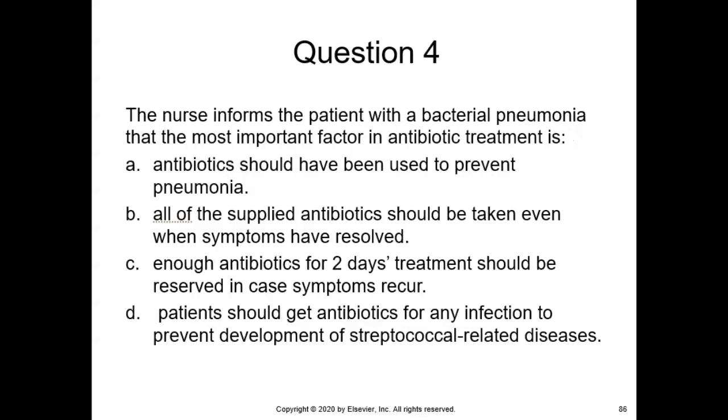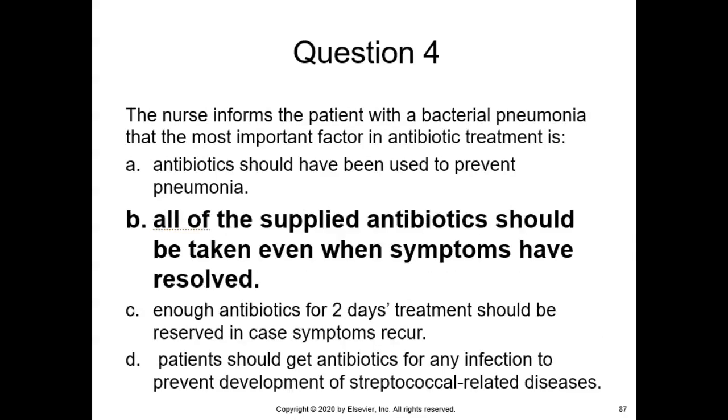All right, nurse informs the patient with bacterial pneumonia that the most important factor for antibiotic treatment is what? And here, of course, it is that all of the supplied antibiotics should be taken. To prevent the emergence of antibiotic-resistant organisms, patients need to take the entire prescription even if symptoms have resolved. Antibiotics should not be used routinely to prevent bacterial pneumonia.